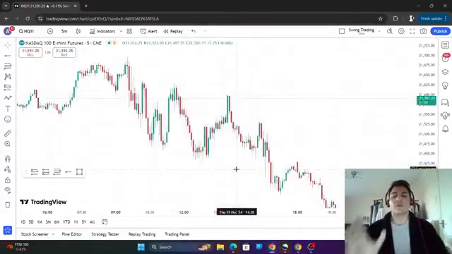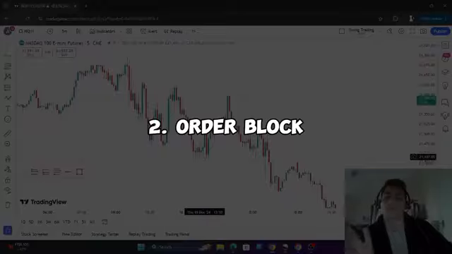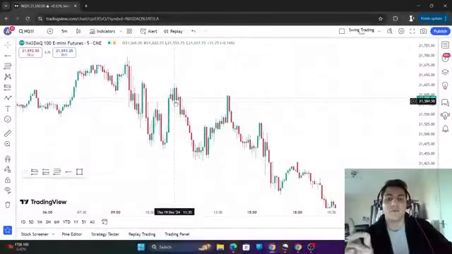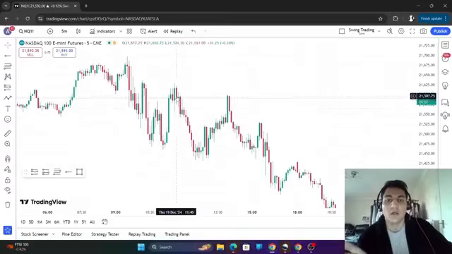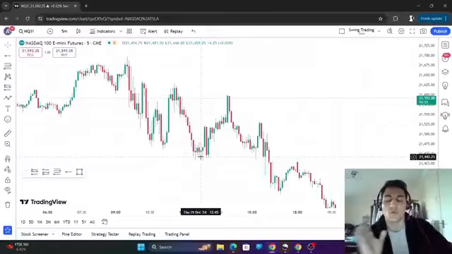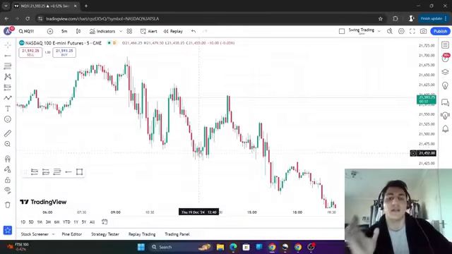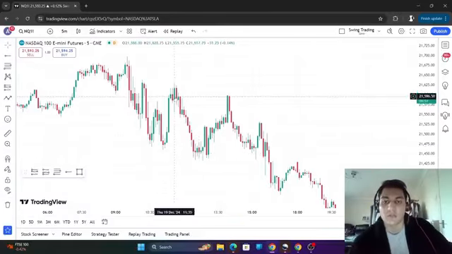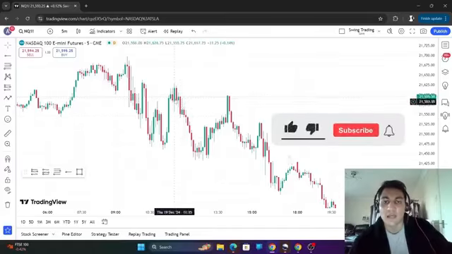Okay, so for our next example, we've got something called an order block. Now, an order block is simply, when you're bearish, the last up-close candle before a strong down move. That's all an order block is. It's not complicated. It's very simple. So you've got the last up-close candle before the down move. This candle right here is your order block.